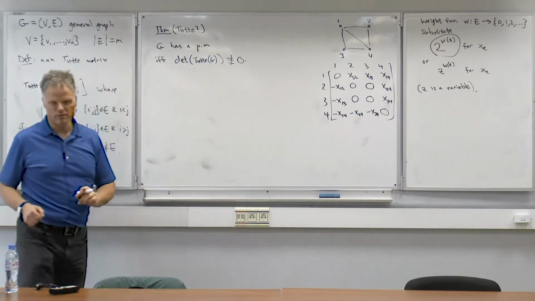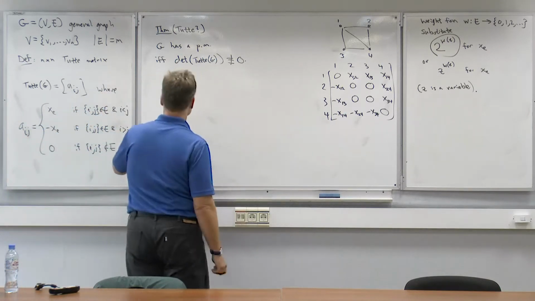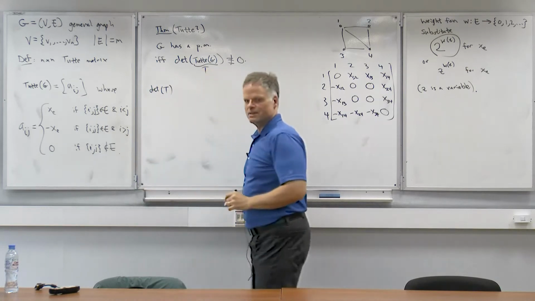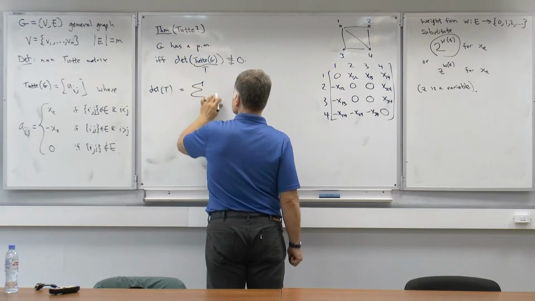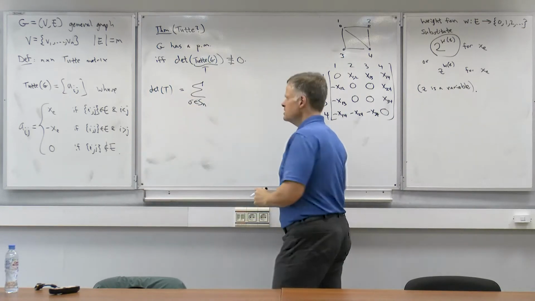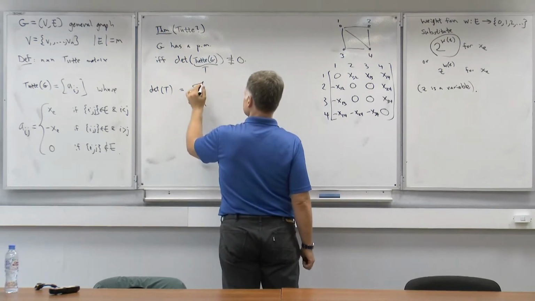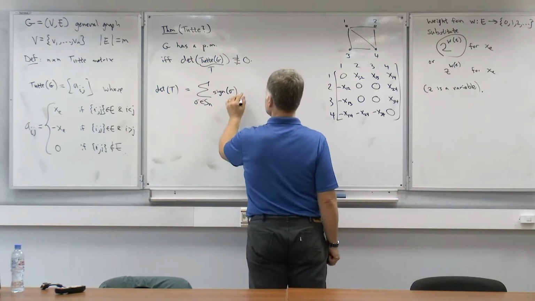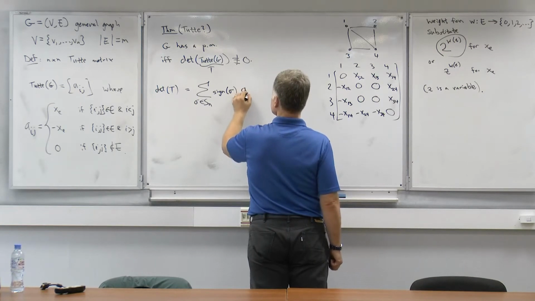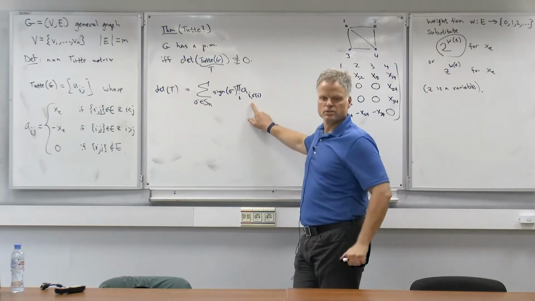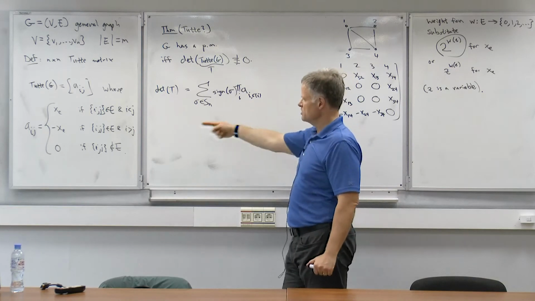So let's write this determinant out. I'll just call the matrix T. So what's the determinant of T? Well, as usual, it's the sum of a bunch of stuff: the sum over permutations sigma in S_n of sign of sigma times the product over i of A_{i,sigma(i)}. That's a standard thing. So if any of these has a zero in it, that term's not there. The terms that survive are where these are all non-zero, so these are all variables.